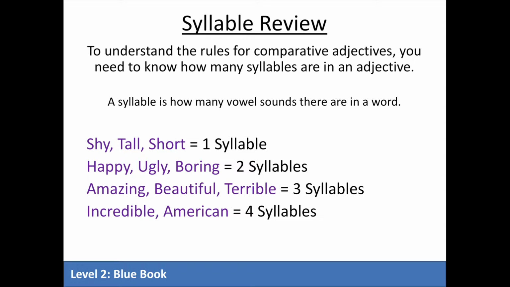So some examples, adjectives like shy, tall, and short, well, these have one vowel sound, so they're one syllable. Happy, ugly, boring, two vowel sounds, so we have two syllables. Amazing, beautiful, terrible, all have three syllables. Finally, incredible, American, all have four syllables.